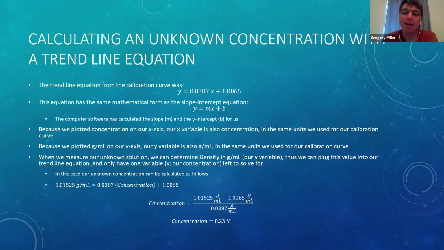Now again, pay attention to your significant figures. Every time you change from addition and subtraction to multiplication and division, you need to check your significant figures. So if we do 1.01525 minus 1.0065, we get 0.00875. Because we're doing subtraction, we care about the number of decimal points. Our first number has 5 decimal points. Our second number has 4 decimal points.